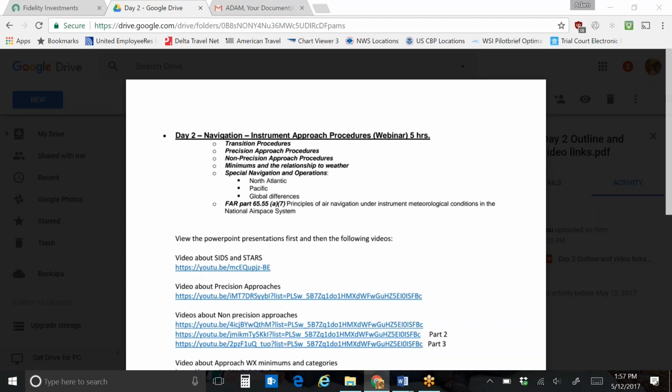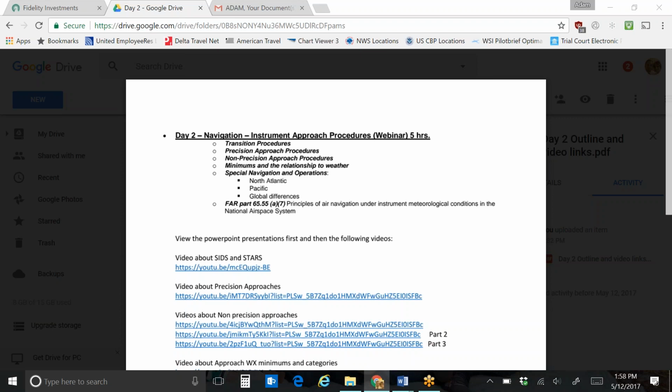Now why does the 700 have a category C and the 200 a category D? It's simply because the 200 flies faster when it's landing, as does the 900. The E-175 is also a category C. So you're going to learn about that. You're going to learn how to read the approach charts and what the information on it means to us.